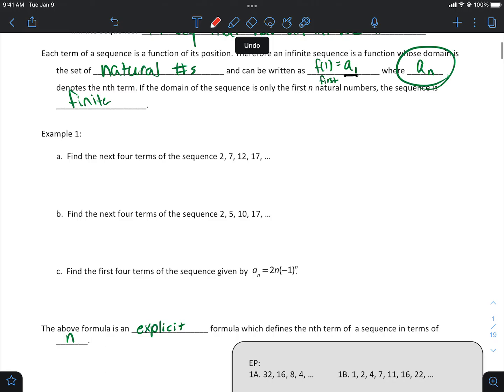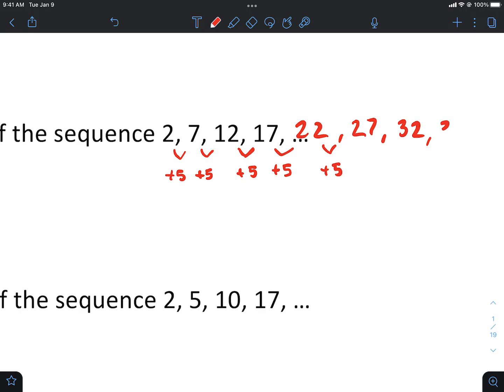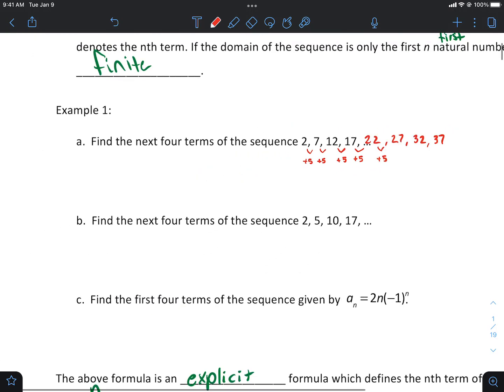You're going to have some examples here. Find the next four terms of the sequence. So what I'm going to try and look for is whether there's some type of pattern. Now, on the 10.2 and the 10.3 day, you'll look at very specific types of patterns, but these could literally be anything. Like here, it looks like you're adding 5 each time. So the next one we'll get by adding 5 as well, so that'd be 22. You can add another 5, that gets you 27. Add another 5, 32, and then 37. Those would be your next four terms.